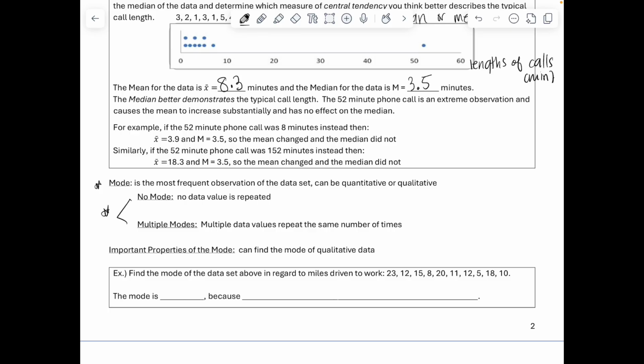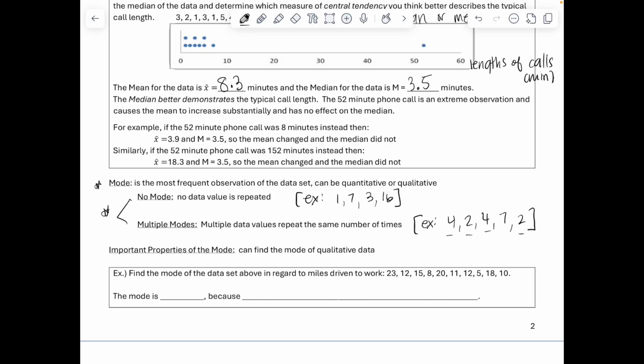So no mode is going to be no data value is repeated. So an example of this would be if we had 1, 7, 3, 16. You notice each of those values only occurs once and nothing occurs more than any others. Or we could have multiple modes. This is going to be multiple data values repeat the same number of times. So for this, we would have an example of maybe 4, 2, 4, 7, and 2. And you'll notice that 4 occurs twice and 2 occurs twice. So they both occur the same amount of times. So 2 and 4 would both be our modes.